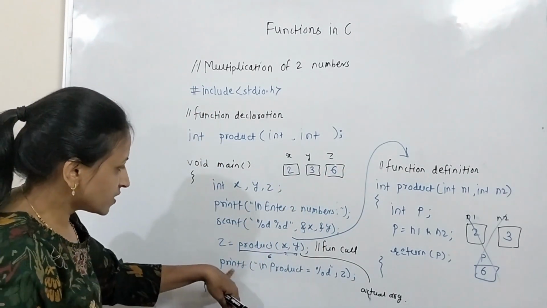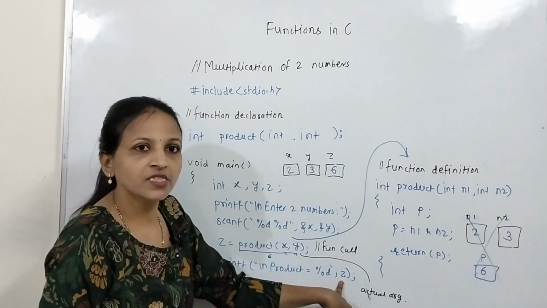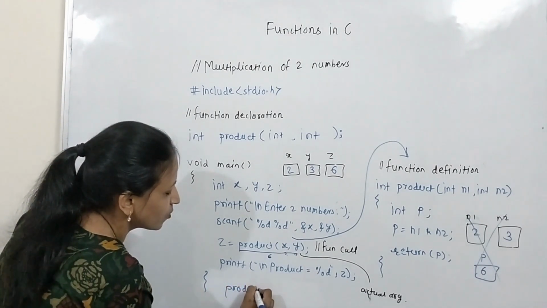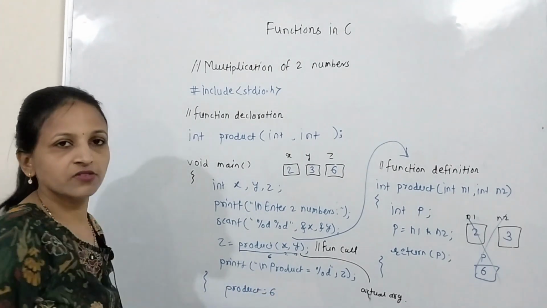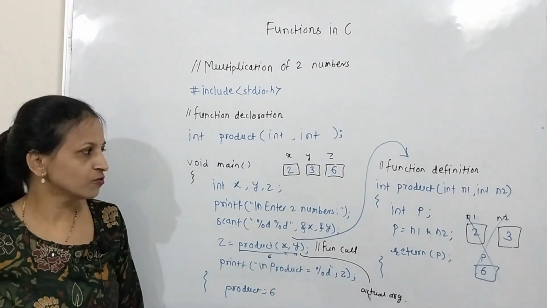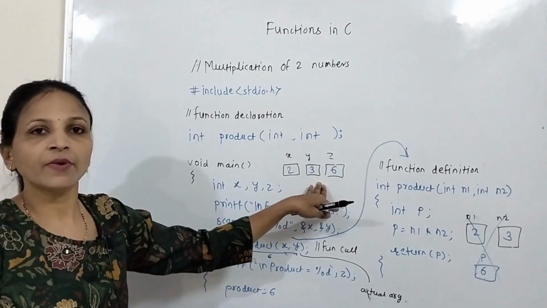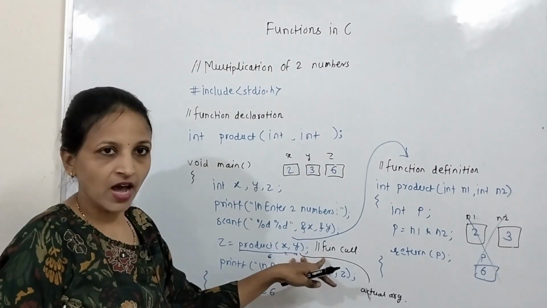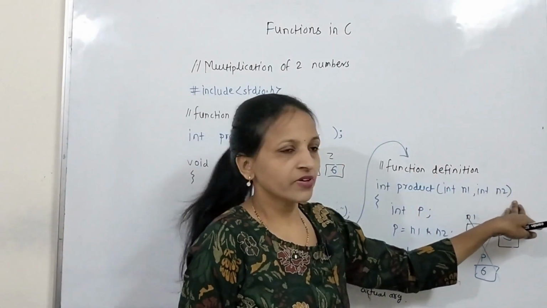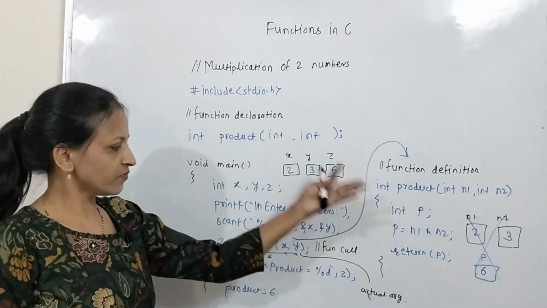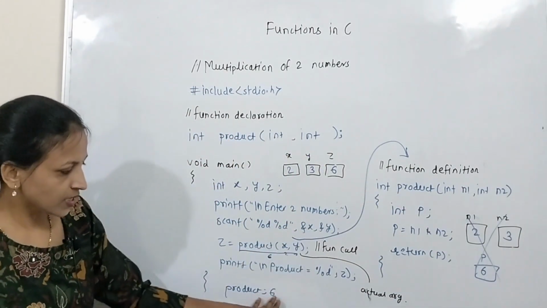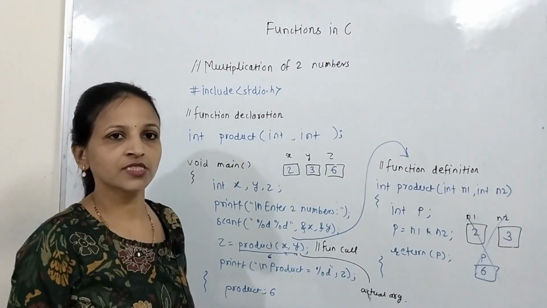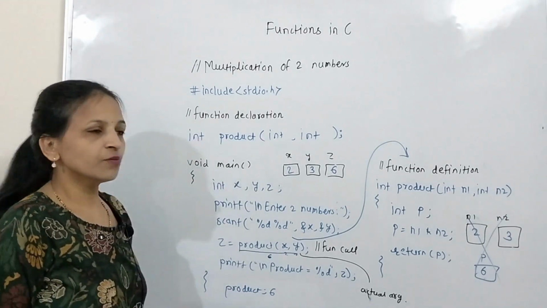Getting? Now next, printf product equals %d comma z, means the product will get displayed on the output screen, like product is equal to 6. In this way you will get the output. If the user enters any other values, like 10 comma 20 suppose, then those values of x and y will get copied inside n1 and n2, then whatever result will get copied again in z, and that will get displayed as the product. In this way we can use functions in C language while writing a program.